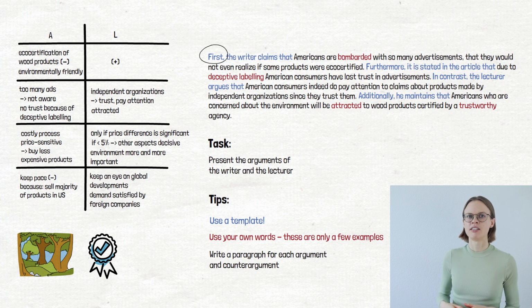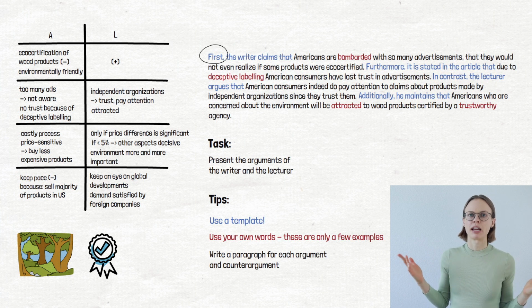So as you can see here, I used "additionally" to show that I'm going to add another idea of the lecturer, and I used the verb "to maintain" to talk about what the lecturer states. Now let's go on with the second argument of the writer. We will now leave a blank line and start a new paragraph.